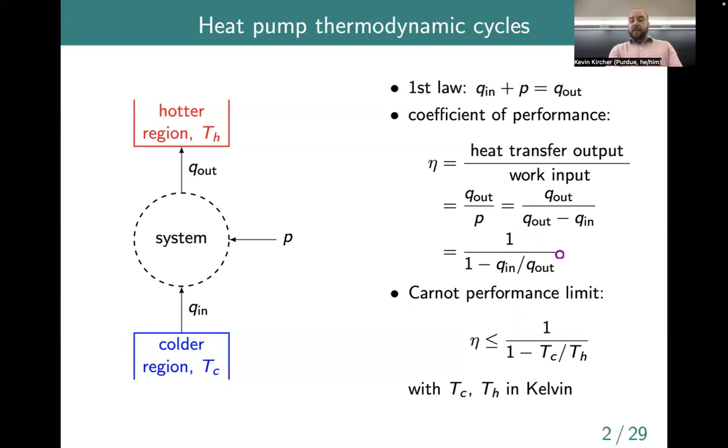Basically the formula looks the same as what we have up here, except we replace the Q's by the T's. So Q in corresponds to the temperature Tc of the colder reservoir where we're absorbing energy, and Q out corresponds to Th, the temperature of the reservoir that we're delivering energy to. When using this formula, it's important to note that both the cold and the hot reservoir temperatures should be in a thermodynamic temperature scale, like the Kelvin scale or the Rankine scale.